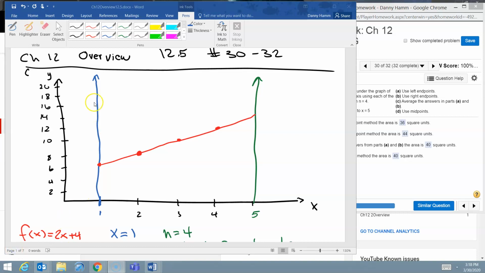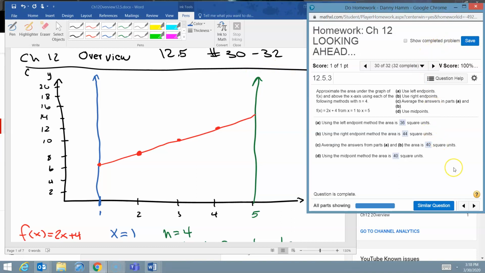Looking at the overview of chapter 12, and this is 12.5, numbers 30 through 32. So this one we're looking at integration, but we're going to pump the brakes on integration. This is just an introduction to it. This is also still using geometry.